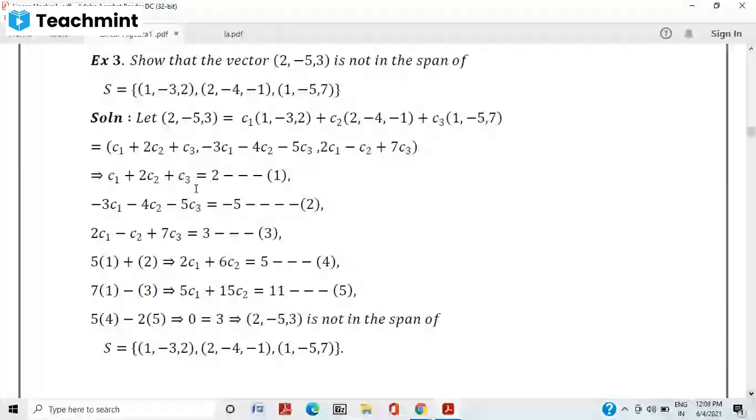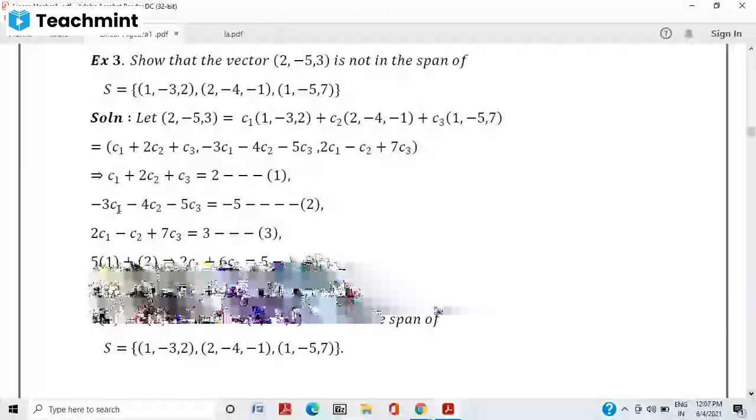Here 5C3 and here minus 5C3, it will become 0. Then we will multiply the first equation with 5. Then the first equation, what we get? 5C1, 10C2, 5C3 equal to 10. Then the second equation is minus 3C1 minus 4C2 minus 5C3 equal to minus 5. Now we add these two equations.